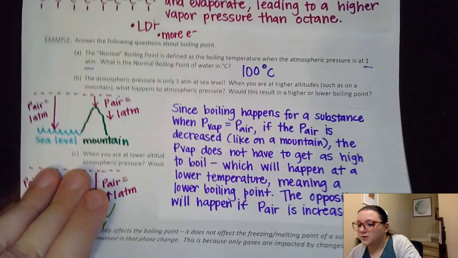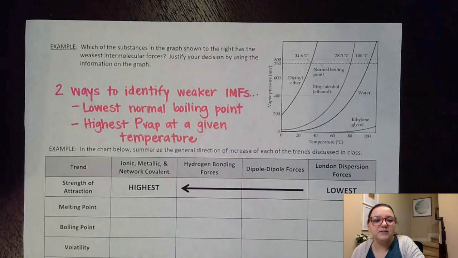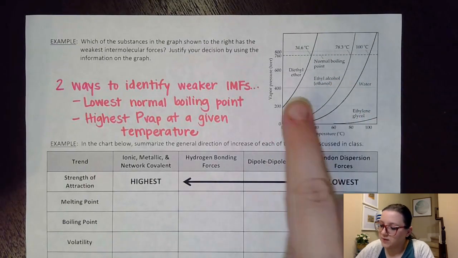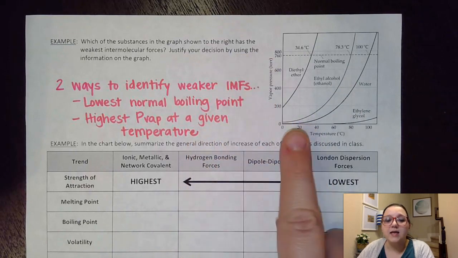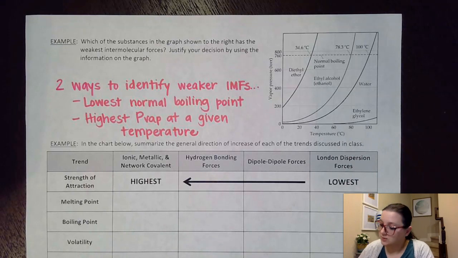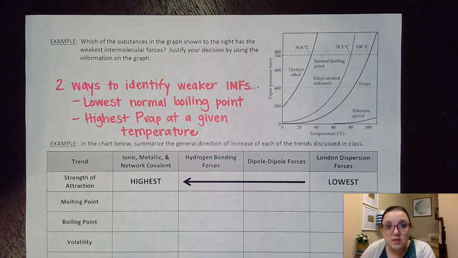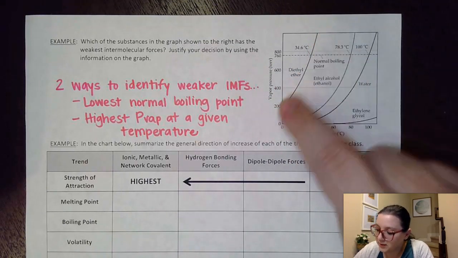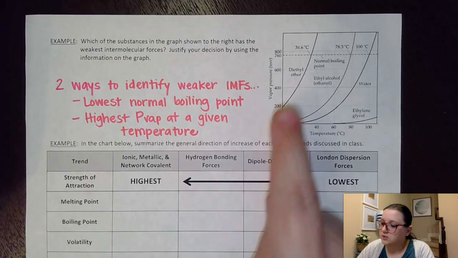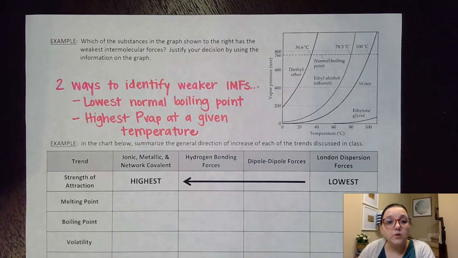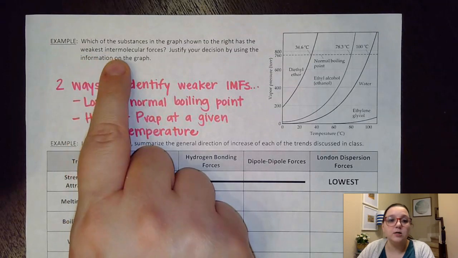All right, one last question that I want to talk about on the next page. They give us a lovely chart here that says, which of the substances in the graph shown to the right has the weakest intermolecular forces? So this chart is showing us various vapor pressure values and temperatures for particular substances. As we can see, for each of these substances, as the temperature increases, as we start to give more and more energy to those molecules and the evaporation is happening more easily, the vapor pressure would increase. However, what they want us to do is to state which of these substances, so diethyl ether, ethyl alcohol, water, or ethylene glycol, would have the weakest intermolecular forces.